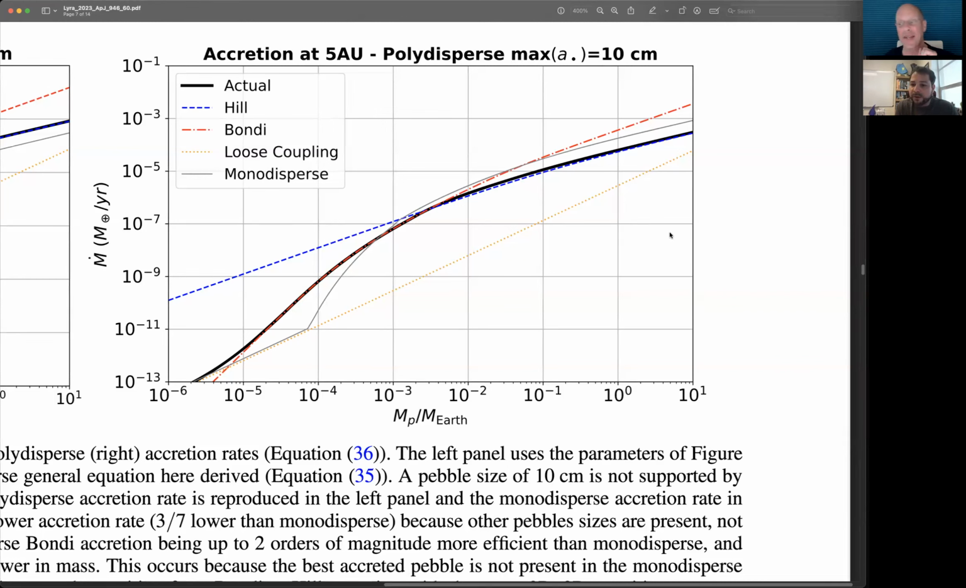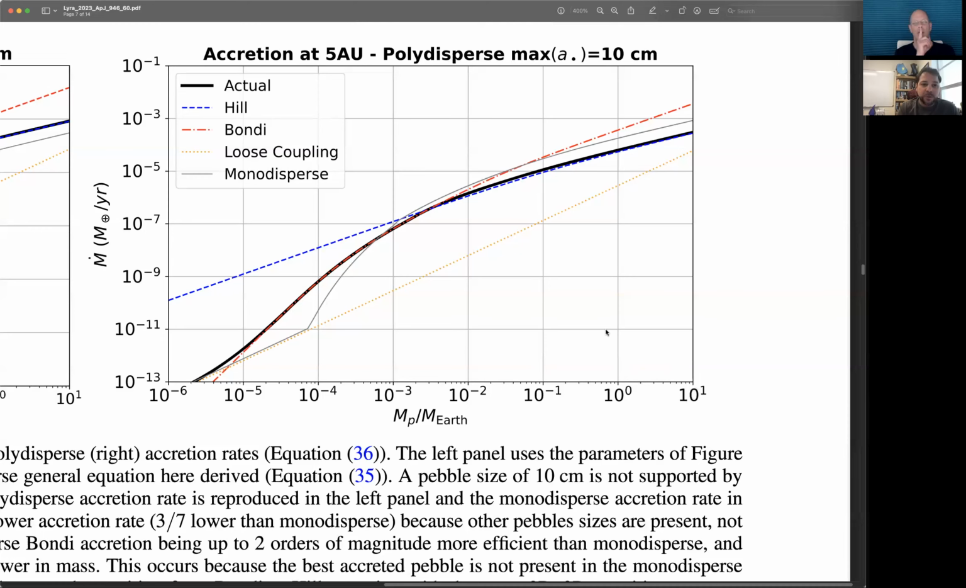For people who don't look at these plots every day and don't deal with these masses, 10 to the -1 Earth mass is about the mass of Mars. 10 to the -2 is about the mass of the Moon, right? And 10 to the -4, I may be saying something wrong here, is about the mass of Pluto. And 100-kilometer size planetesimals are between 10 to the -6 and 10 to the -5. Right. Okay.